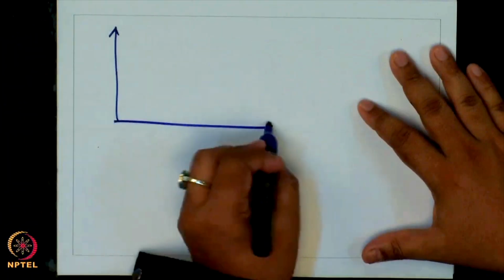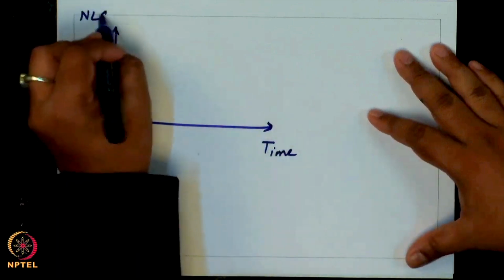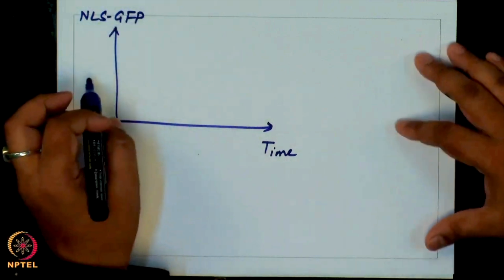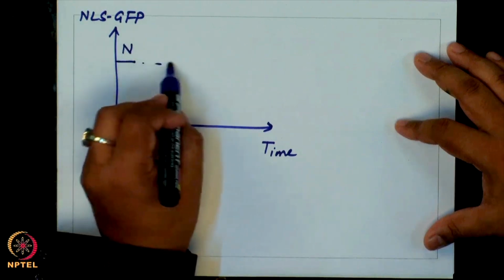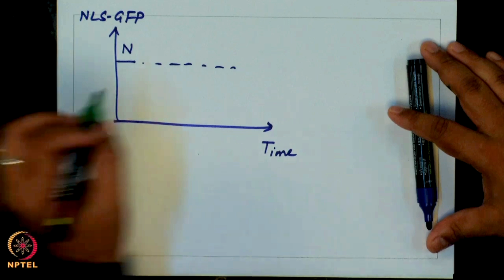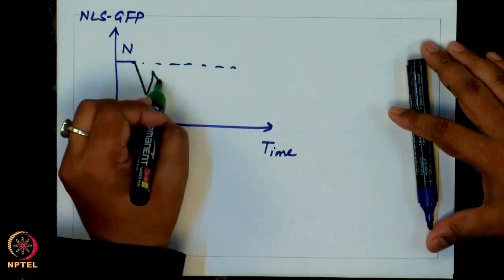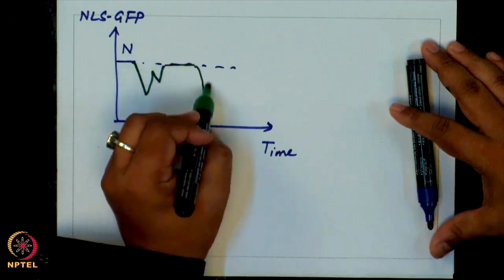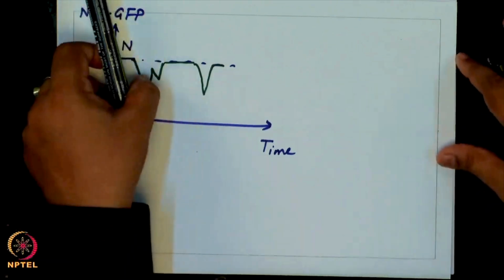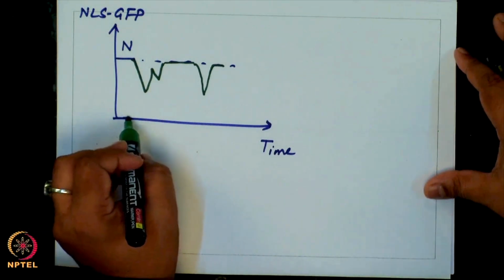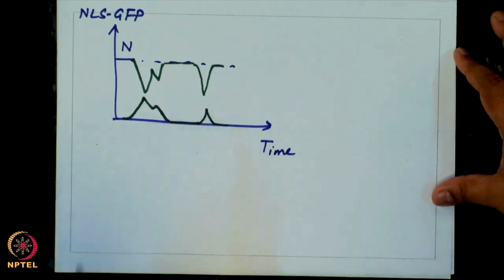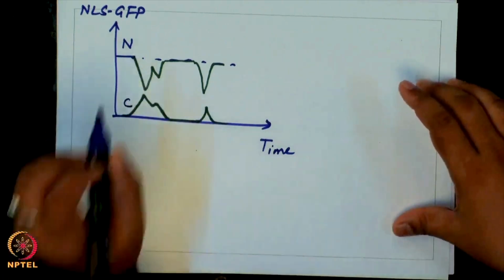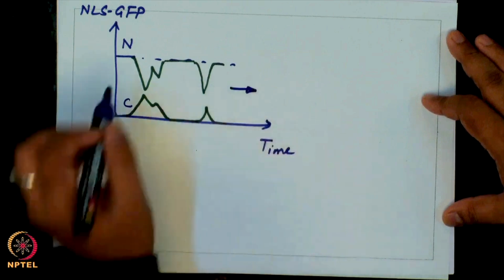When they tracked NLS GFP fluorescence in the nucleus and in the cytoplasm as a function of time, ideally the nucleus signal should be constant if the nucleus never ruptured. But every once in a while they had a dip and then it returned to the value. Every time the nucleus signal dipped, they found a corresponding increase in the cytoplasm signal, which again fell back to zero. This suggests that every time there is a nuclear rupture.